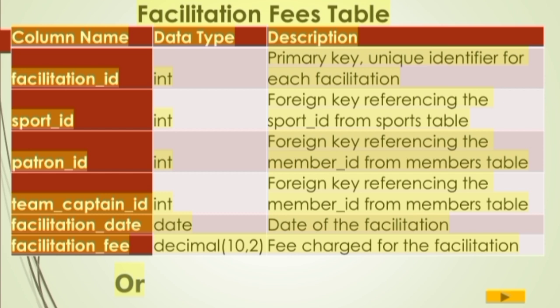Facilitation fees table. Column name, data type, description. facilitation_id, int, primary key, unique identifier for each facilitation. sport_id, int, foreign key referencing the sport_id from sports table. patron_id, int, foreign key referencing the member_id from members table. team_captain_id, int, foreign key referencing the member_id from members table. facilitation_date, date, date of the facilitation. fee, decimal 10,2, fee charged for the facilitation.